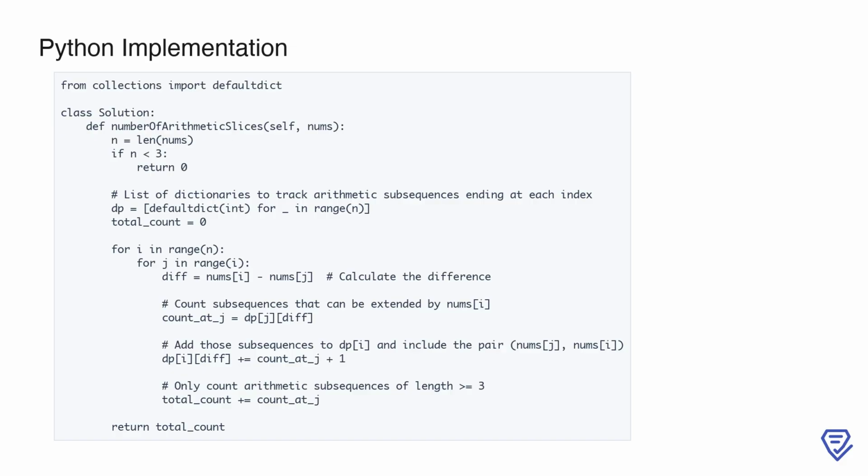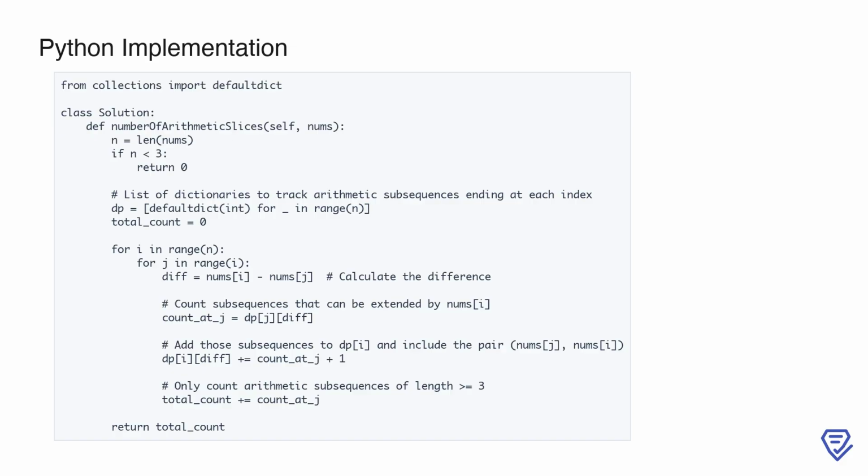For updating dp[i], the count of subsequences at dp[j][diff] is fetched. This represents the number of subsequences ending at nums[j] with the same difference. These subsequences can be extended with nums[i], so we add count_add_j to dp[i][diff]. Additionally, the pair nums[j], nums[i] itself forms a new subsequence of length 2, so we increment dp[i][diff] by 1.